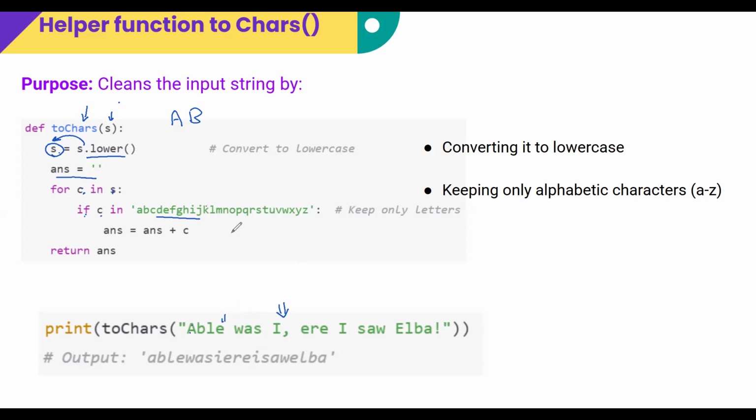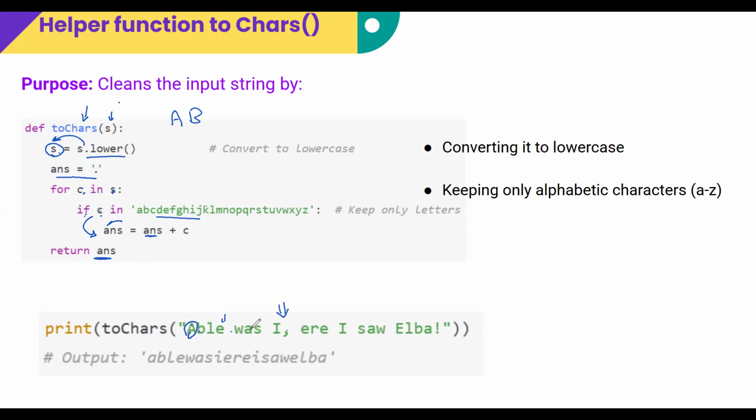Here, I don't have spaces. I don't even have commas. So if this is true, I will add my character that I get from here to the answer. The answer is initialized to an empty string like that. So every time I find that the character here is not a space, but just a character in the alphabet, I will save it to my answer, and then I will return that.